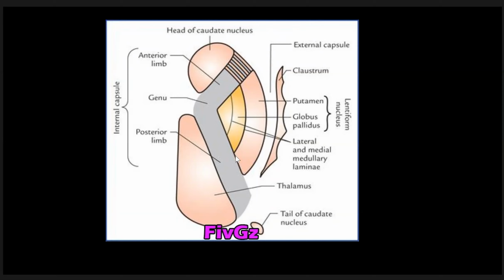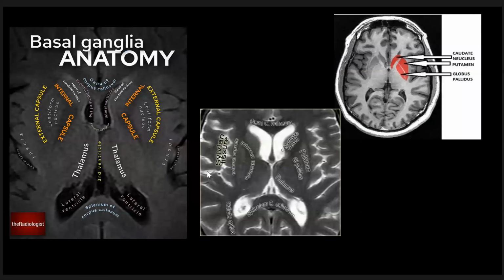So this is the lentiform nucleus, and this is the caudate nucleus. This is the anterior part of the internal capsule. This is the genu of the internal capsule, the posterior part of the internal capsule, and this is the thalamus.